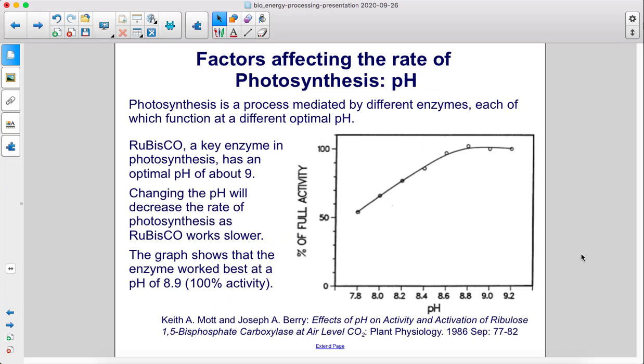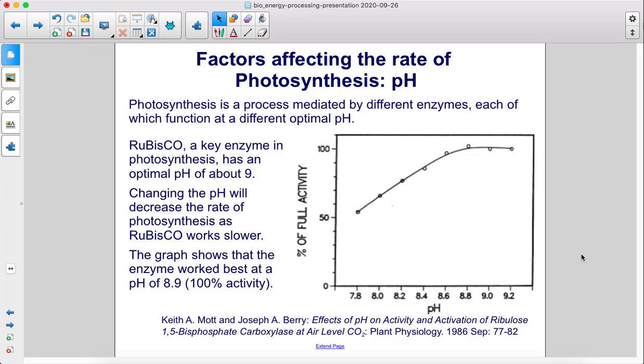Photosynthesis is a process mediated by different enzymes, each of which functions at a different optimal pH. Rubisco, a key enzyme in photosynthesis, has an optimal pH of about 9. Changing the pH will decrease the rate of photosynthesis as Rubisco works slower.